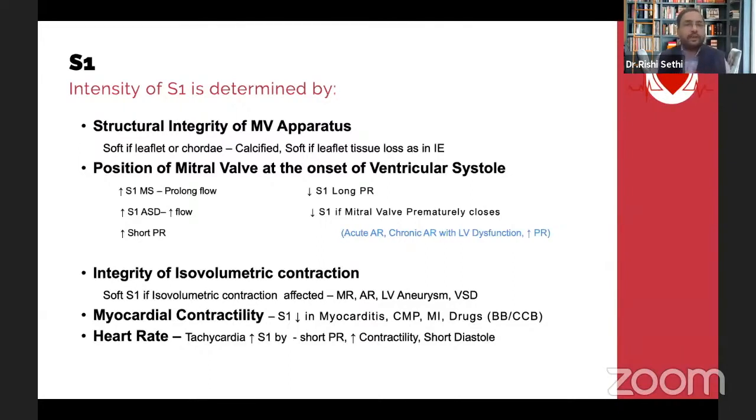S1 is also dependent on myocardial contractility and heart rate. If the heart rate is more and the myocardial contractility is more, then S1 would be loud. If the heart rate is slow or the myocardial contractility is compromised, as in cases of cardiomyopathies, MIs, and various drugs like beta blockers, then the S1 would be soft.